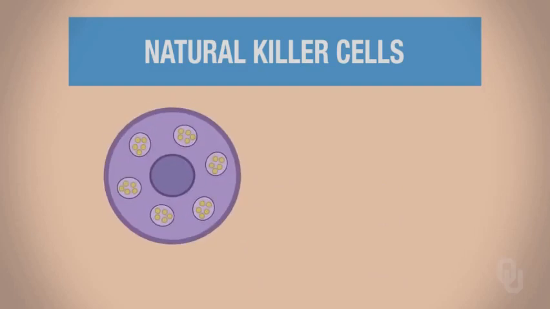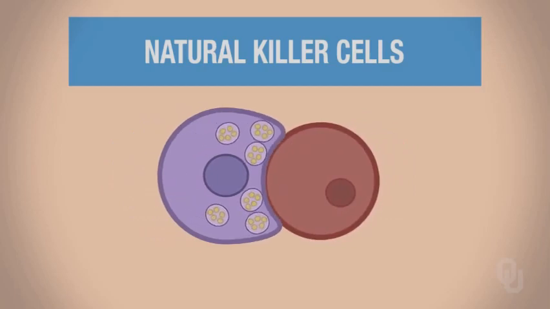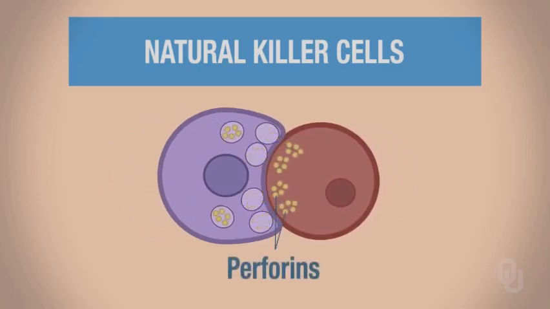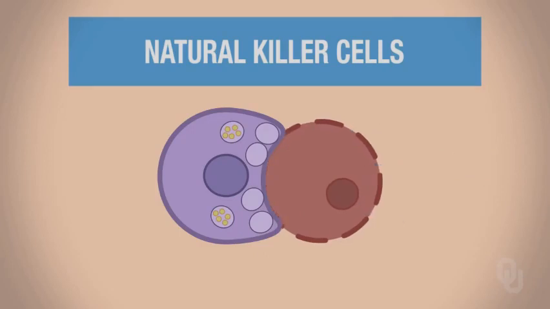This killer cell here is a natural killer cell. So it binds to the target cell. Once they come into contact, the natural killer cell releases perforins. What perforins do is they create a pore in the membrane of the invader. So if we do that, then water and ions can rush in. We increase the permeability. So if you increase the permeability for water and ions, the cell will swell and burst. It's going to lyse.